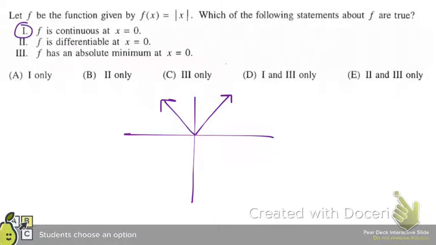The second one says that f is differentiable at x equals 0. Well, that one's not true because there is a corner, so a train would derail if it came along these tracks. So a corner means it's not differentiable, therefore 2 is not true. The third one says f has an absolute minimum at x equals 0, and that is also a true statement because this is the lowest point on the graph, so it is a minimum on the graph. Therefore 3 is also a true statement. 1 and 3 would be answer choice D, so that's correct. Next question.